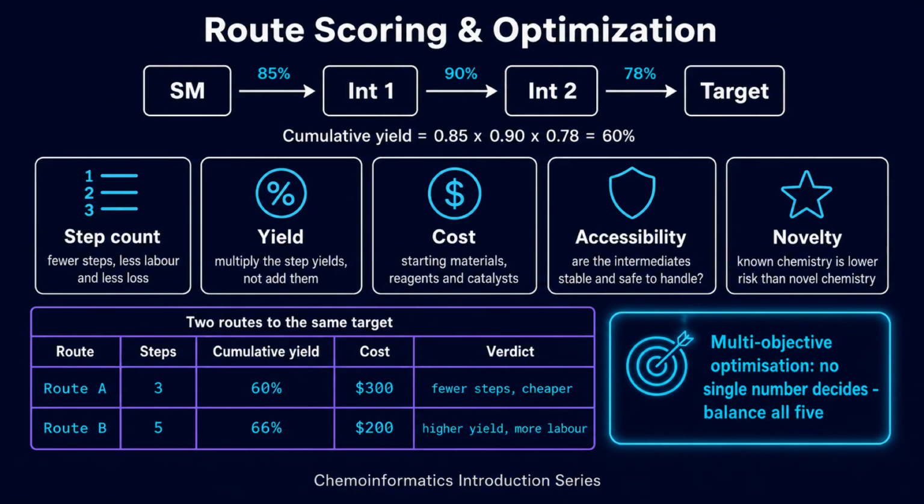Modern tools compute these scores automatically and can optimize across all criteria simultaneously. The goal is finding routes that are not just chemically feasible, but practically executable in a real laboratory setting.